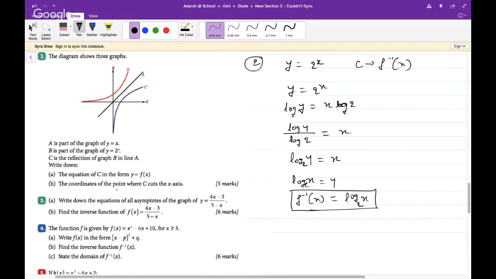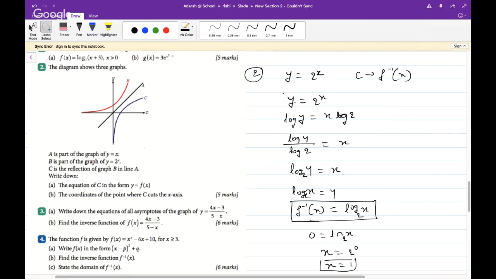Now find the coordinate where C cuts the x-axis. C cuts the x-axis at the place where the y value is 0. So take this entire thing as 0. So 0 is equal to log of x to the base 2. So the x coordinate is 2 to the power 0. That will get you 1. So let's move on to the next question.